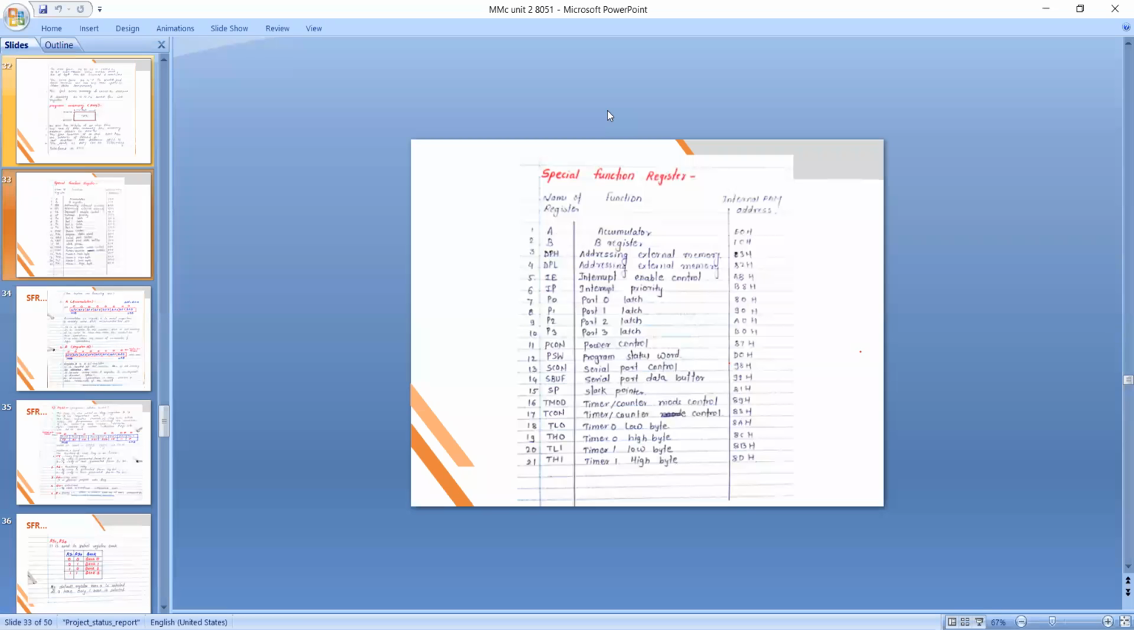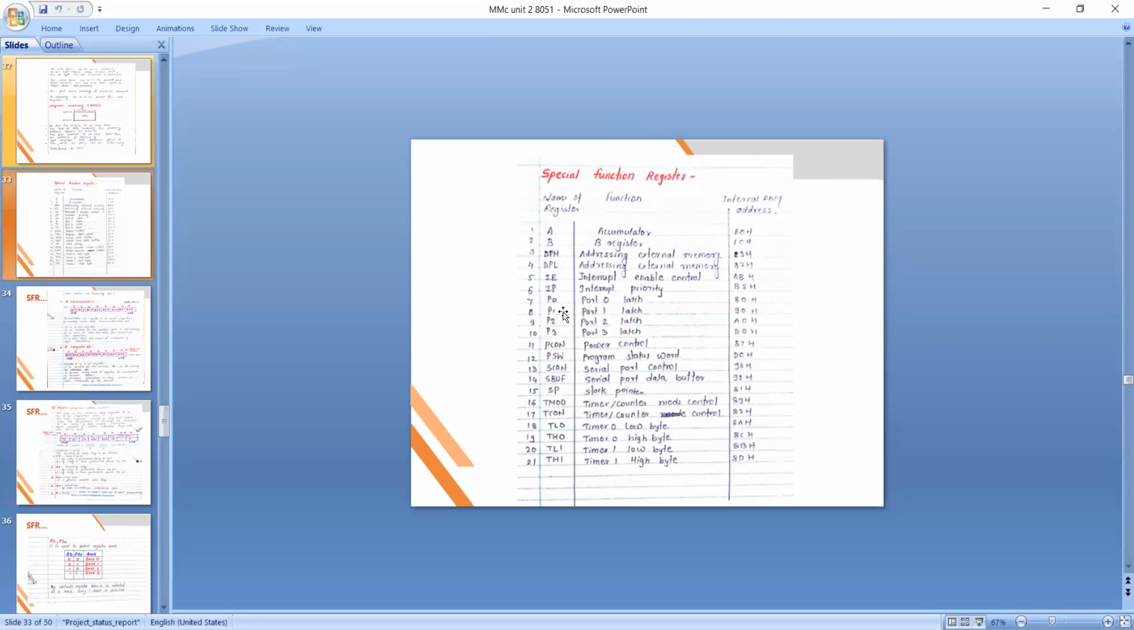Whatever RAM you have, the lower part is reserved for the register banks. Then you have some part for the bit addressable area. Above that you have the scratchpad area, which is used for temporary storage, and above the scratchpad area there is the SFR memory. Each SFR has a specific address in the RAM.